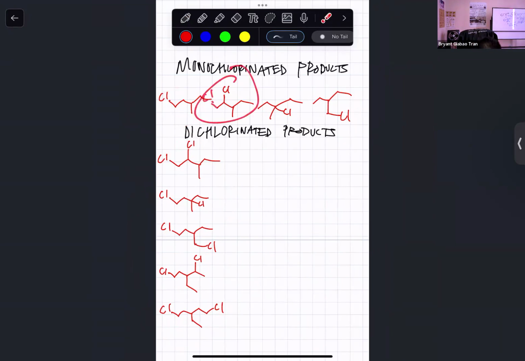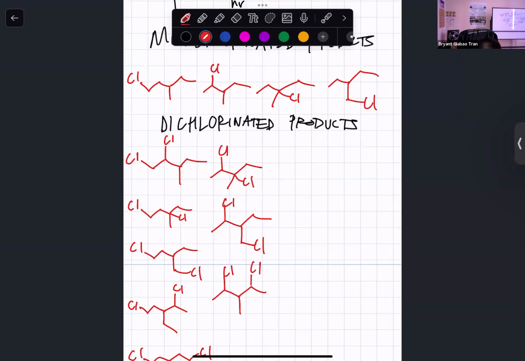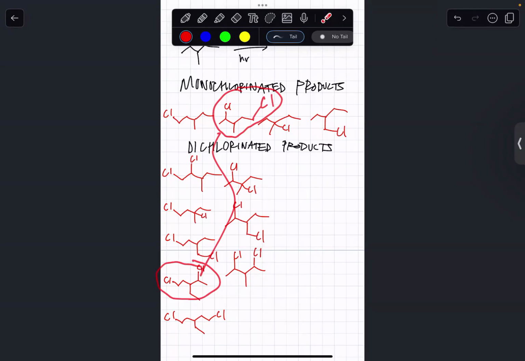Let's move on to this one. The one I just drew out is the same thing as that. This is the same thing as this. This is new, so we are going to have that. This is also new. We can also have this. This right here is going to be the same exact thing as this right here. Oh, it's just flipped. Yeah, just flipped.